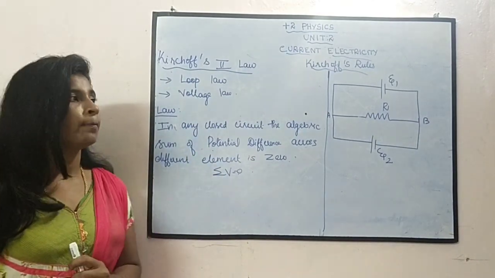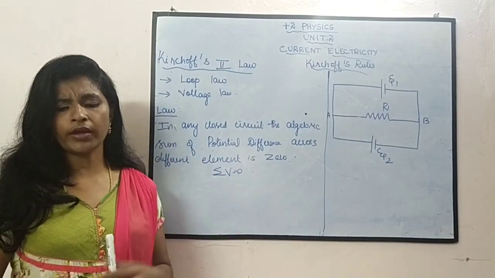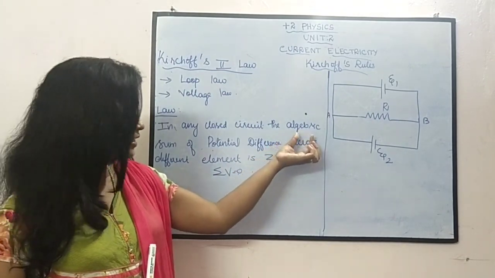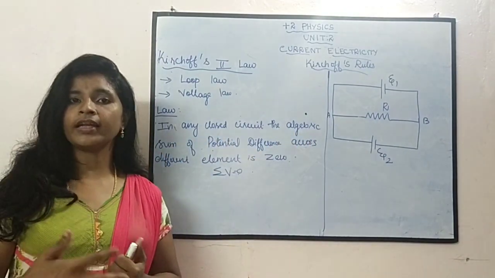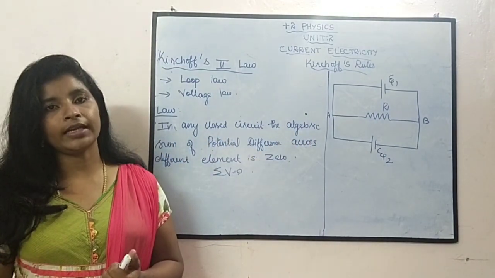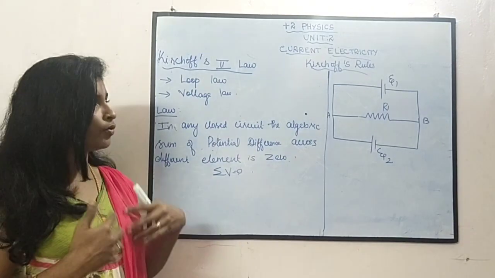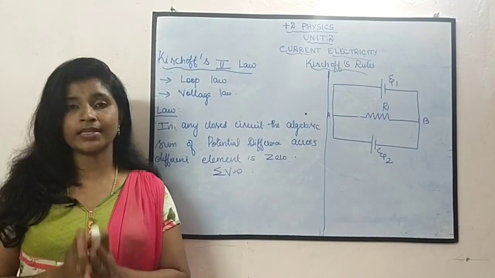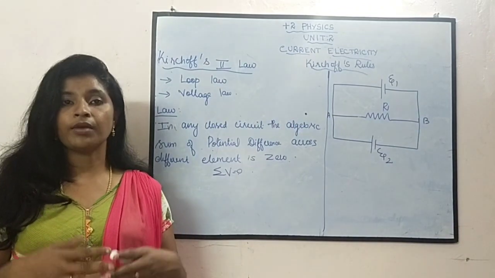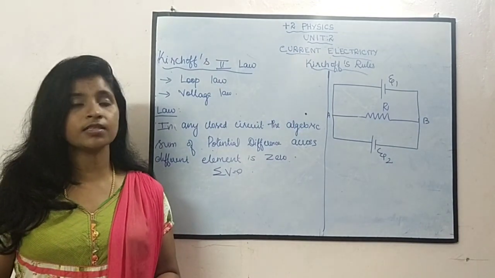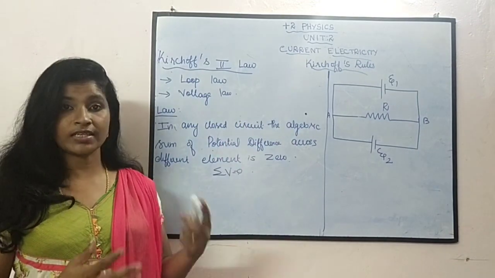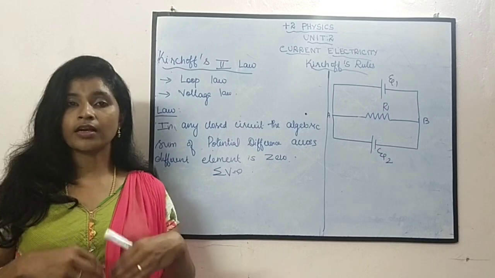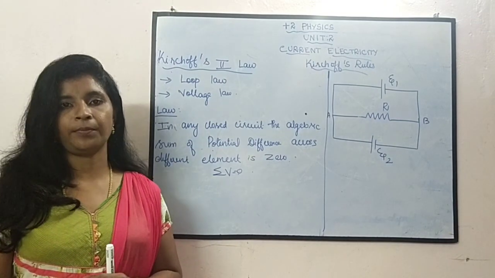Okay, so before going on, why are we calling it the algebraic sum? At some point it will be positive and at some point it will be negative. So before applying this, we have to study the directions and how to calculate the voltages, the potential differences, that is the algebraic sum. There are certain rules, there are certain steps to do it. Let us see one by one.